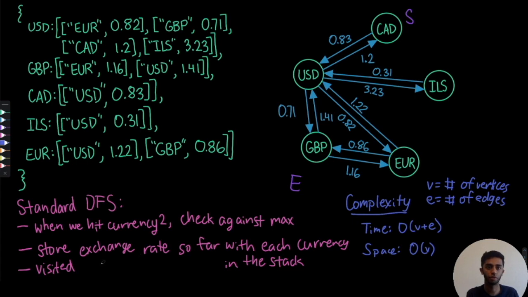Additionally, we are storing visited information right here on the bottom left corner of the screen. That could also, in the worst case scenario, contain every single vertex if we do traverse through the whole graph. So in that scenario, we also get O of V for our space complexity. All right, that's all for the approach. So let's go ahead and switch over to the implementation.